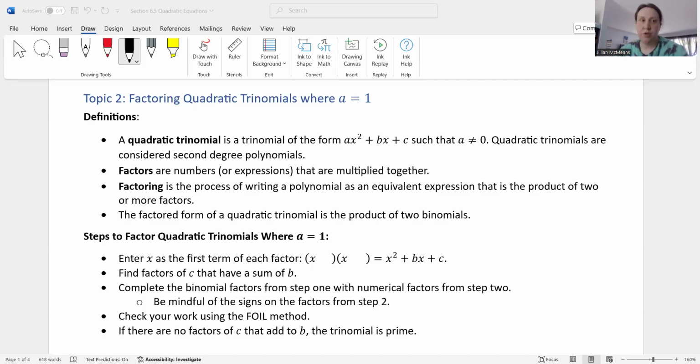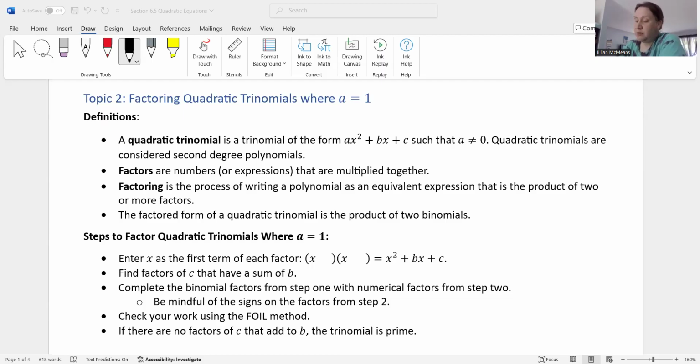For topic two, we're going to look at factoring quadratic trinomials where a is 1, okay? First thing we have to do is look at what in the world is a quadratic trinomial. So we're going to dive a little bit deeper into this idea of quadratic, and then we're going to look at some definitions. Then I will walk you through the process of factoring. Not the hardest thing ever, but it is something that requires practice, okay?